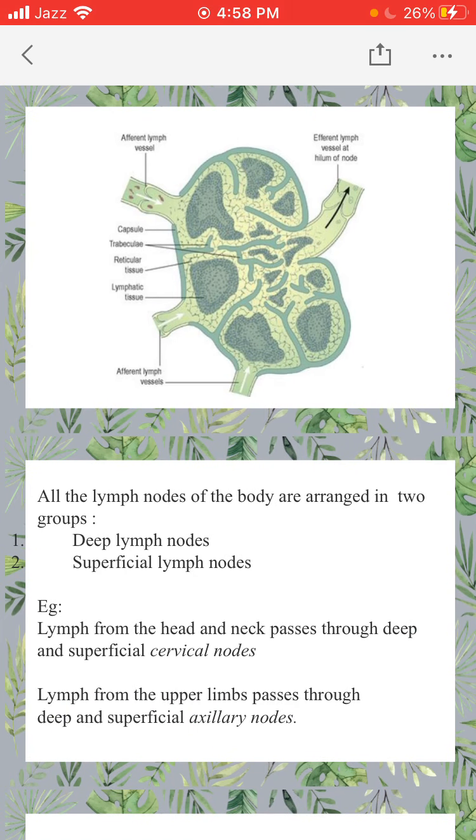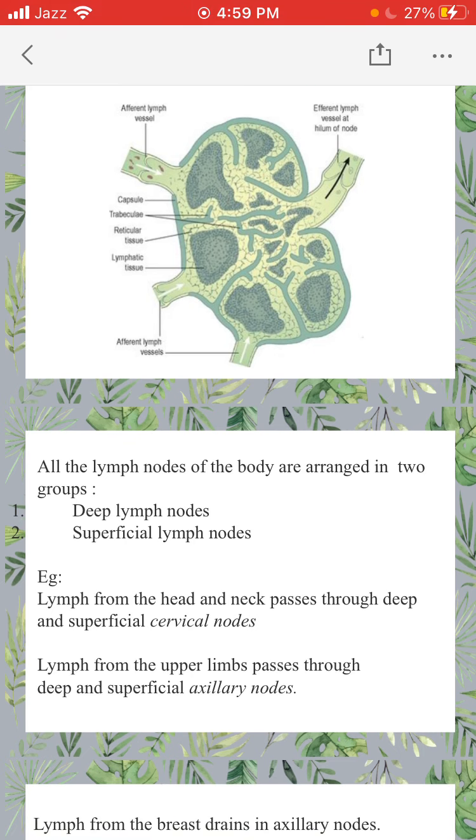All the lymph nodes of the body are arranged into 2 groups. They are situated superficially in the body as well as in the deep tissues. So we have 2 types of lymph nodes: deep lymph nodes and superficial lymph nodes. Now, what are the examples of these lymph nodes? Lymph from the head and neck passes through the deep and superficial cervical nodes. These cervical nodes are present in the neck, superficially as well as in deep tissues.